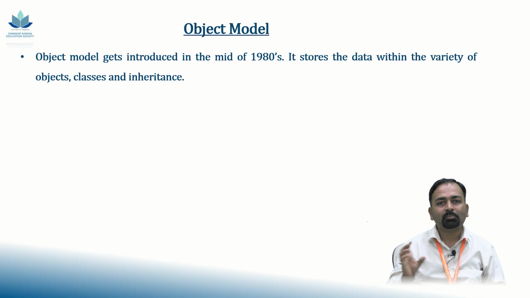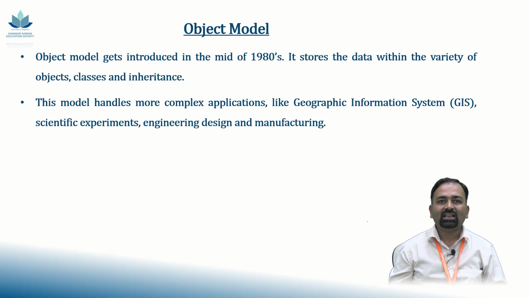An object is nothing but a part of a class, whereas a class is a collection of objects. For example, if mango, apple, banana are the objects, then fruit will be the class for them. And inheritance is what we use when we want to show a relation between a parent and child class. So this model supports all these concepts of object oriented programming. This model handles more complex applications like geographical information systems, scientific experiments, engineering design, and manufacturing like CAD/CAM design, car models and all.